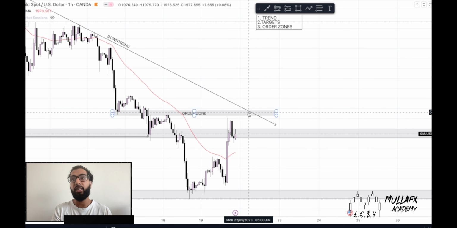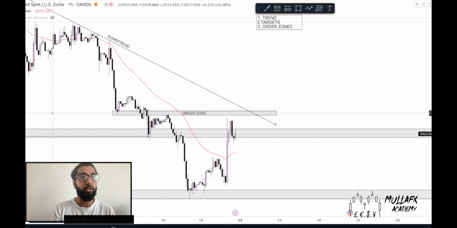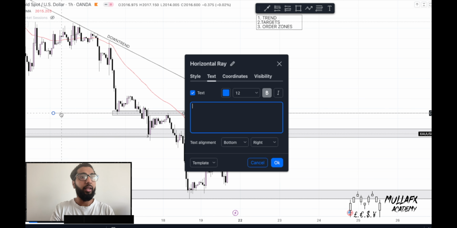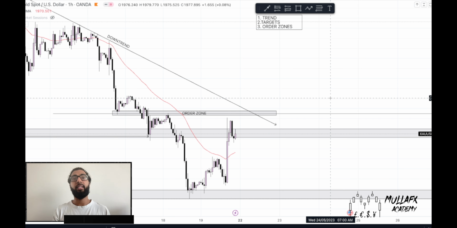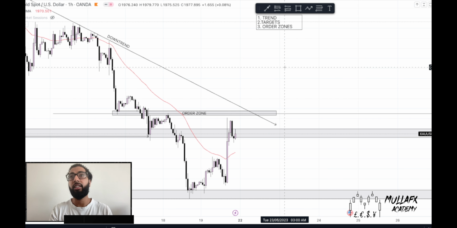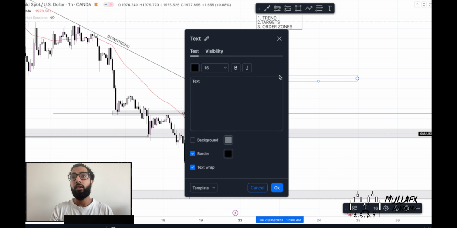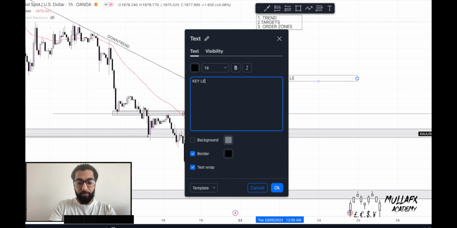So that means if price does get to our trend line, and is it at a point where it's a key level? Well, 1986, okay, is a nice round figure for that. So if I just draw a horizontal line, coordinates 1986, you can see that is actually 1986 is a really, really nice key level. Okay, so we're going to write key levels. Okay, now the reason why I draw this out is for you lot to also write down these key levels.